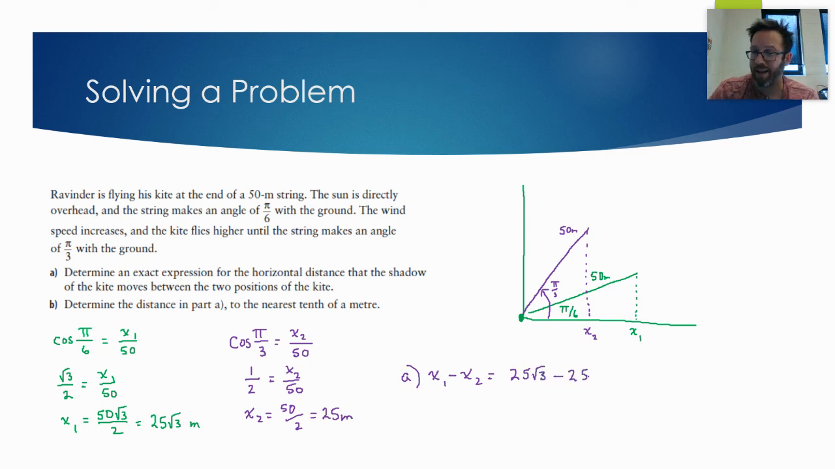Now, this is exact. Sometimes it's useful in a situation like this. You can actually factor that to 25 times the root of 3 minus 1. Personally, the first one would be fine for me, but factoring is always a good idea if it can make things simpler. So that's it. We've answered the question. The kite shadow has moved 25 times root 3 minus 1 meters.